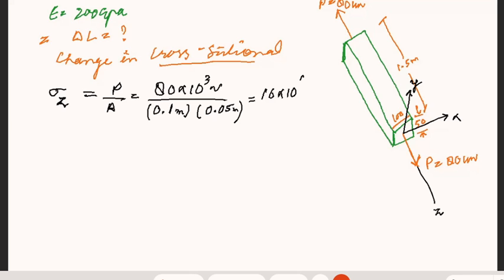16 into 10 raised to the power of 6. That is stresses in your z direction. And one more thing is also given, that is Poisson's ratio for the material. It is again a material property, already given as 0.32. It is absolutely a material property, and that is already given for this type of material.